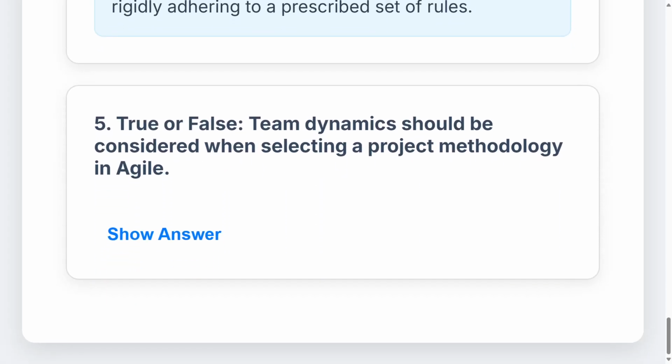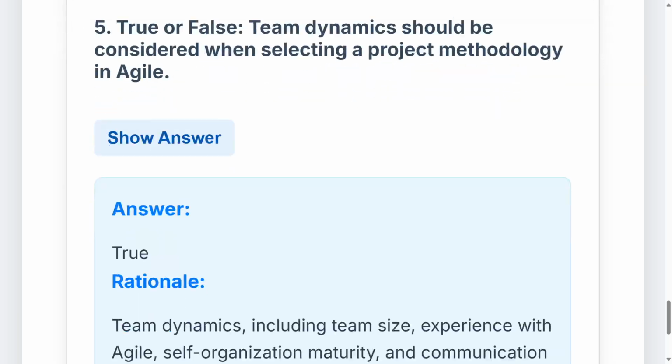Number 5, true or false? Team dynamics should be considered when selecting a project methodology in Agile. Well, of course you should.